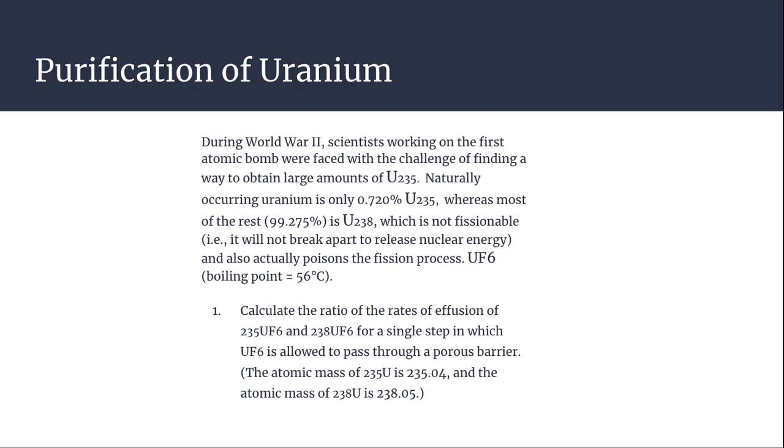So uranium fluoride, UF6, has a boiling point of 56 degrees Celsius. Calculate the rates of fusion of uranium-235 F6 and 238 UF6 for a single step in which UF6 is allowed to pass through a porous barrier. The atomic mass of 235U is 235.04, and the atomic mass of 238U is 238.05.